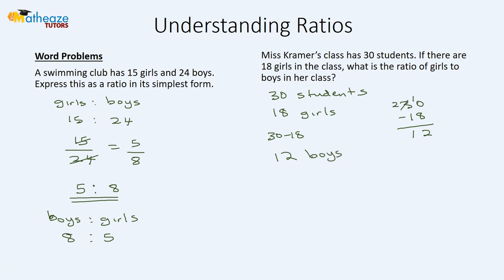What is the ratio of girls to boys? So girls to boys is going to give us 18 to 12. And here we can actually divide by the greatest common factor, which is 6. So you divide 18 by 6, you get 3. You divide 12 by 6, you get 2. So 18 to 12 is the same as 3 to 2. So this is the ratio of girls to boys in this class.